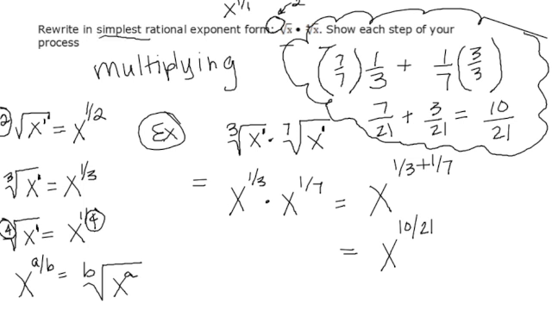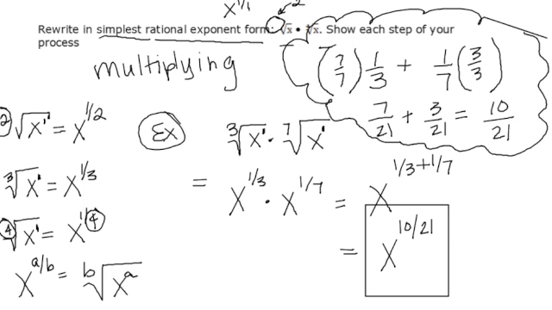Rewrite in simplest rational exponent form. So at this point, all I need to check and do is see if 10/21 can be reduced. And there is no number that will go into 10 and 21, so the fraction 10/21 cannot be reduced. If that fraction could be reduced, then you would reduce it. But the question says leave it in simplest rational exponent form.